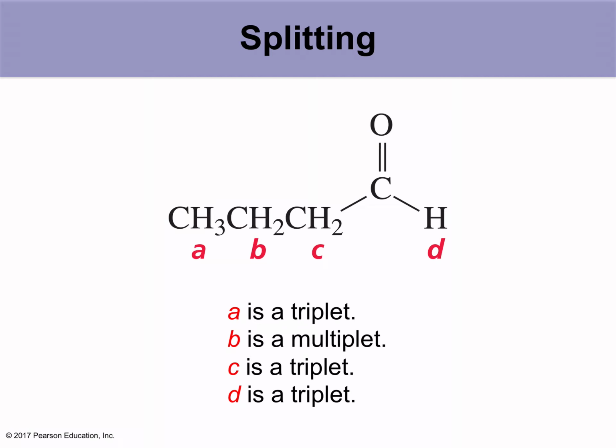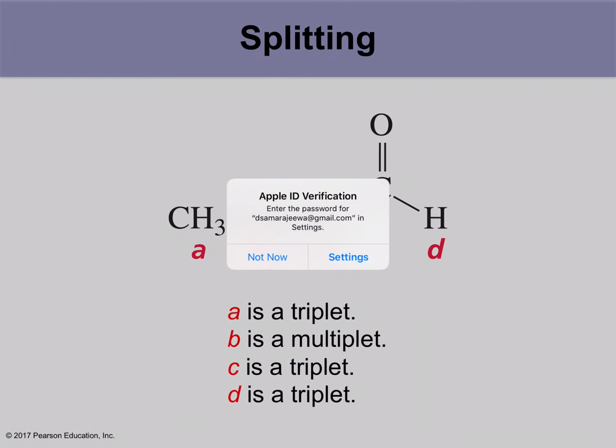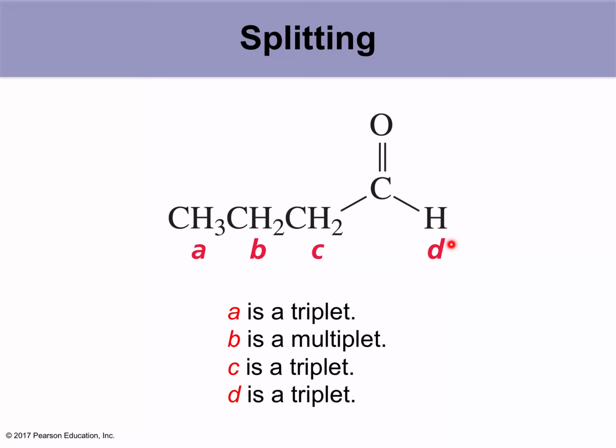Okay. And then the C again is going to split due to the hydrogens on B. There are 2, 2 plus 1, 3. So C is a triplet. And then the D hydrogen, if you look here, there's 1, 2, and this carbon carries 2 hydrogens, so this hydrogen D is going to be a triplet due to these 2 hydrogens.